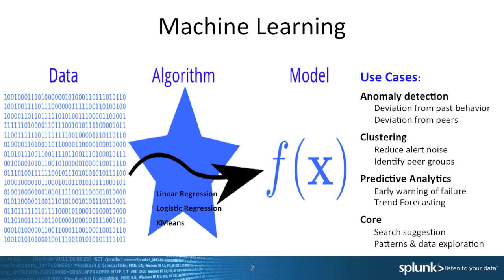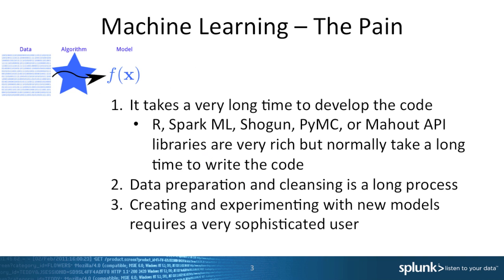Machine learning normally means taking a large data set, feeding it through an algorithm like linear regression, logistic regression, k-means, and many others, and training a model. At that point, we can take the model that we trained and apply it to use cases like anomaly detection, clustering, predictive analytics, or just basic suggestions for searches and pattern recognition. Machine learning, although a very powerful concept, has its own challenges.